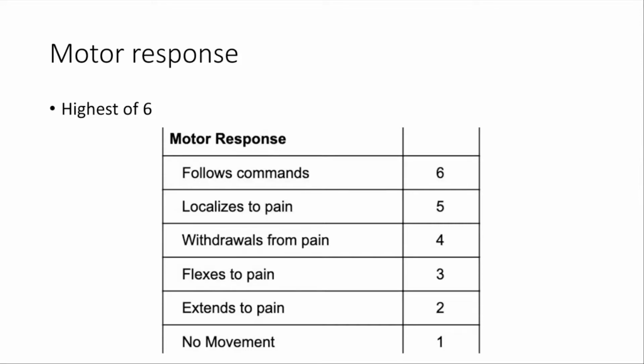Motor response or M component, it can have a higher score of 6. How do you grade the 6? The person follows commands: you tell him to stick out his tongue, he obeys, you tell him to open his eyes, he obeys.